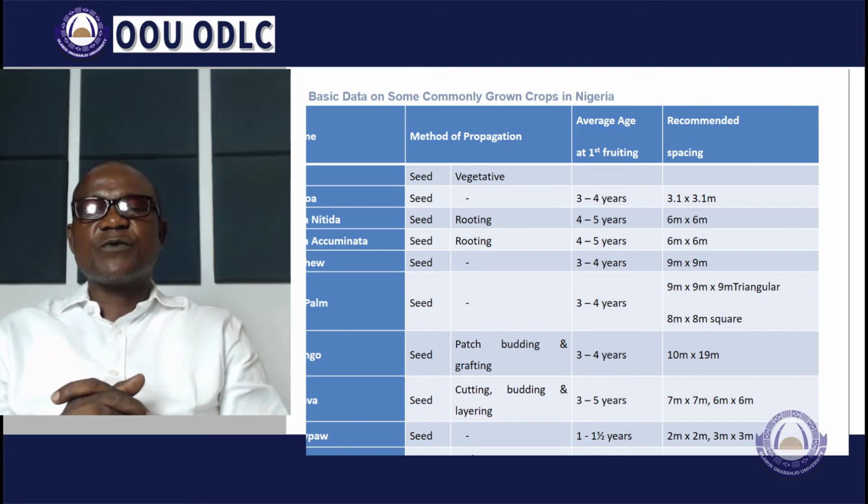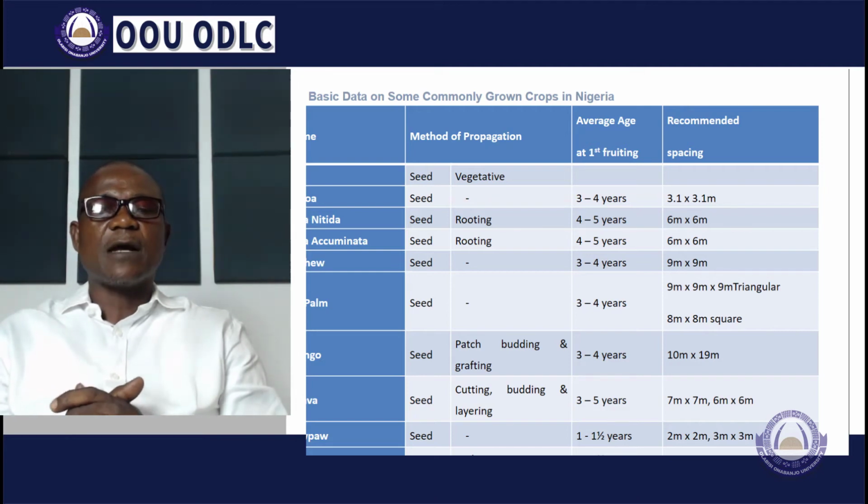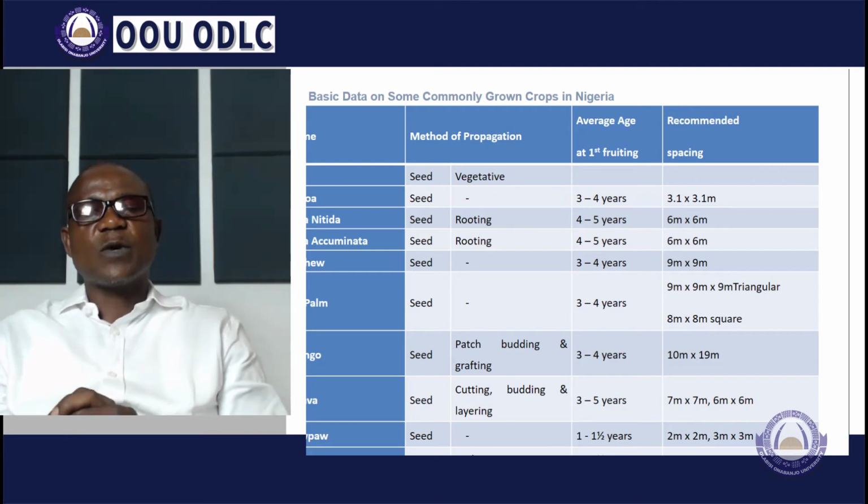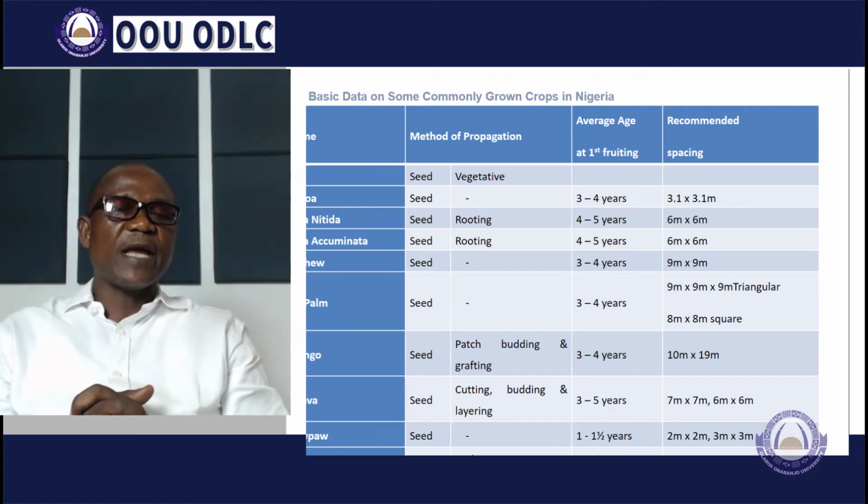Average age at first fruiting is 3 to 4 years. Spacing is 9 meter by 9 meter. Oil palm by seed as well. Age at first fruiting is 3 to 4 years. Spacing 9 meter by 9 meter triangular or 8 meter by 8 meter square.